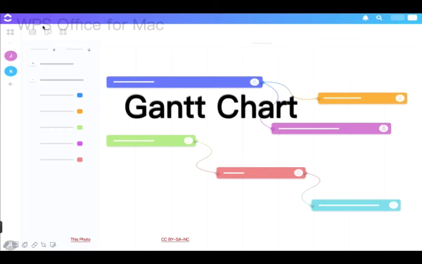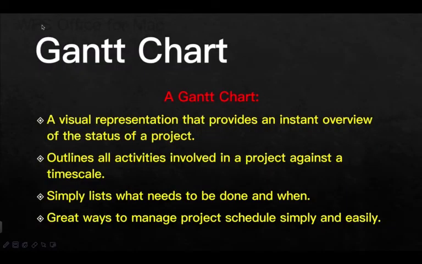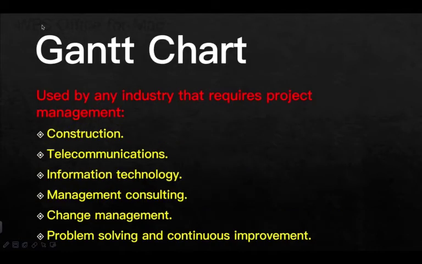Gantt chart. A Gantt chart, a visual representation that provides an instant overview of the status of a project, outlines all activities involved in the project against a timescale. Simply lists what needs to be done and when. Great ways to manage project schedule simply and easily.